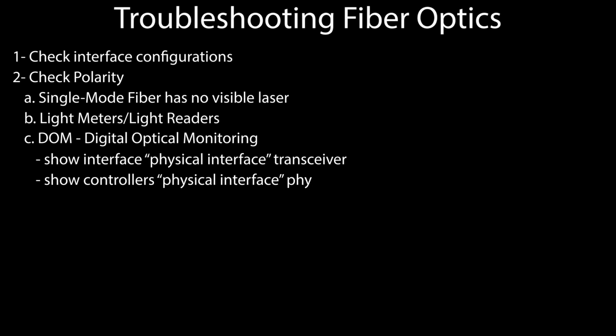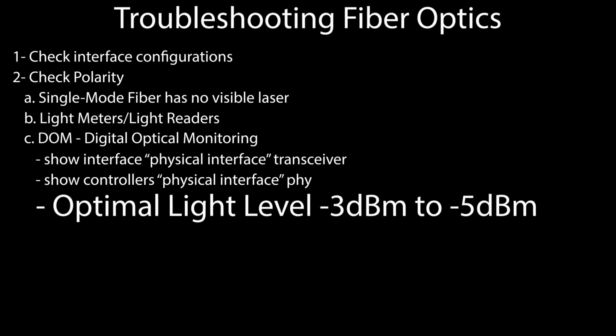When looking at the transmit and receive, the higher the number, the stronger the laser will be. Remember, just because you see a -20, it's not stronger than a -5. So the usual range that you want to see on the receive end is between -3 to -5.